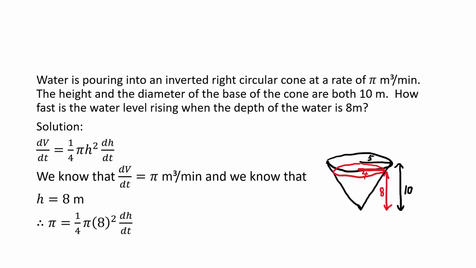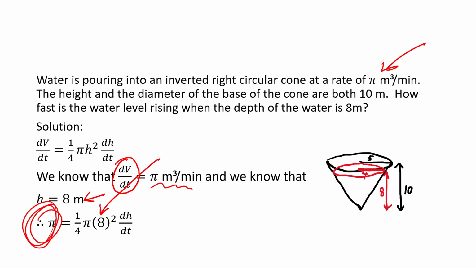Now, we know that at the time in question, the radius is 4, meaning the height is 8. So I'm going to sub that 8 in for h. And then we also know that the volume is increasing at a rate of pi meters cubed per minute. That was stated very early on. So we can put a pi in for dV over dt, and we can put an 8 in for the height. And all we have to solve now is dh over dt, and we can do it.